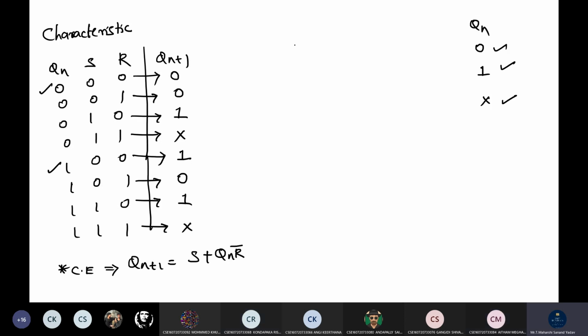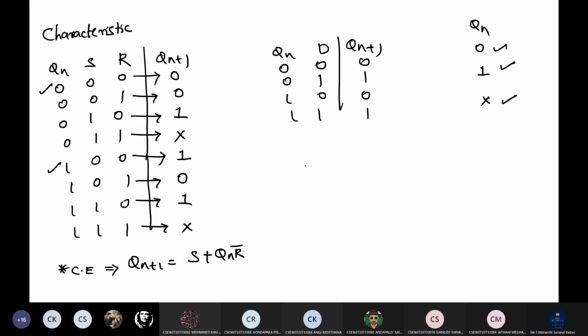Next, tell me for D flip flop. Qn, D and Qn plus 1. So here 0, 0, 0, 1, 1, 0 and 1, 1. So you know already here this is 0, 1, 0, 1. So do the K-map. Qn plus 1 is equal to D.